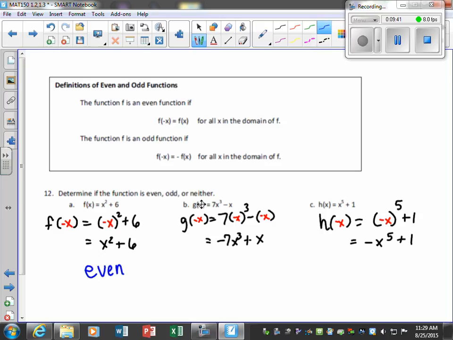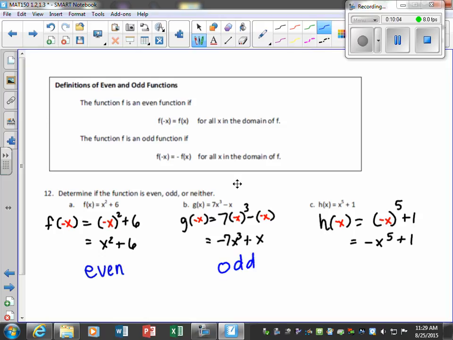In B, g of x, when we evaluate it, we get the exact opposite. You get negative 7x cubed when it was x cubed in the original, and it's positive x when this one's negative x. So term for term, it's the exact opposite of the original. So this one is going to be odd.